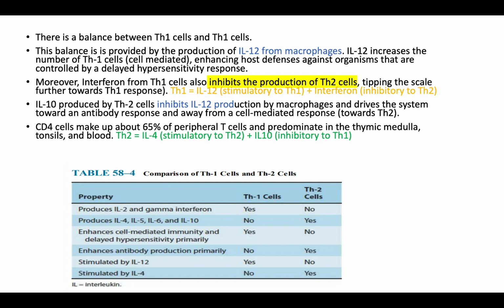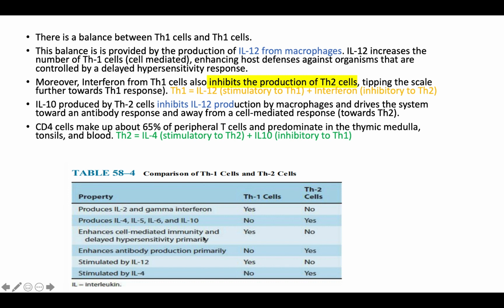So now let's see a comparison. How can we compare? Let's see our knowledge. Can we compare between TH1 and TH2 cells? Who produces interleukin 2 and gamma interferon? That will be the TH1 cells. Who produces 4, 5 and 10? Those will be stimulatory, and this one inhibitory for the other side. So this is the TH2.